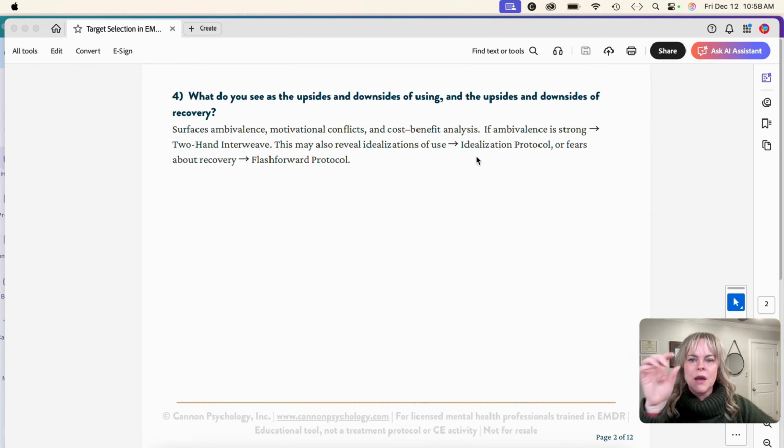But for this one, what do you see as the upsides and downsides of using, and the upsides and downsides of recovery? So this is addressing ambivalence. Everyone has a form of ambivalence with whatever addictive behavior or substance they are trying to address. And if you're familiar with SMART Recovery, this can also look like the cost benefit analysis. I would often use that cost benefit analysis to then identify that ambivalence.